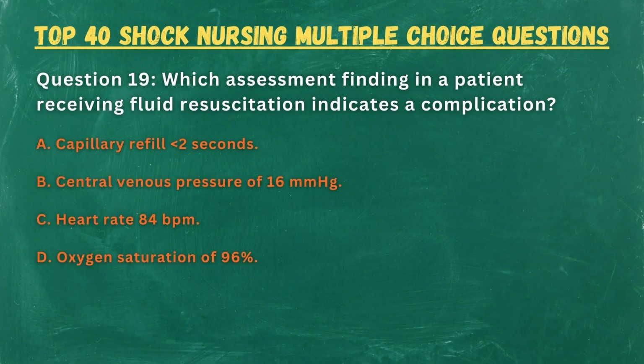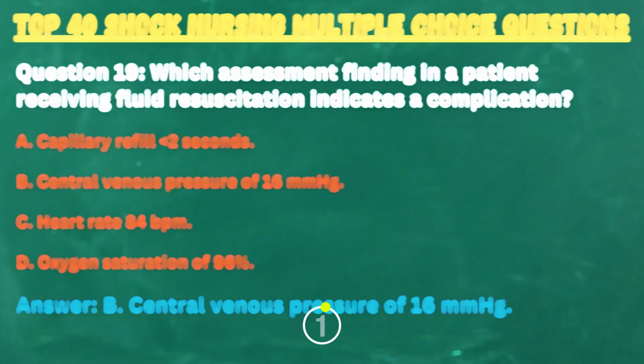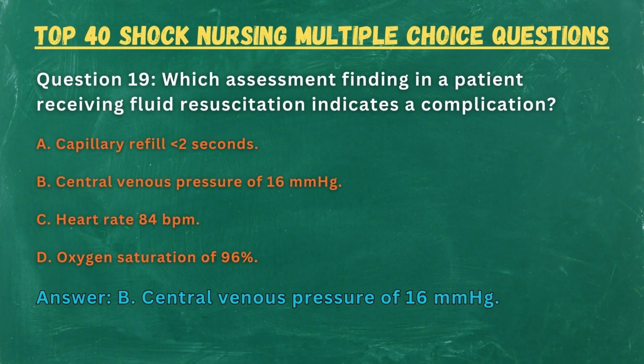Question 19. Which assessment finding in a patient receiving fluid resuscitation indicates a complication? A. Capillary refill less than 2 seconds. B. Central venous pressure of 16 millimeters of mercury. C. Heart rate 84 beats per minute. D. Oxygen saturation of 96%. Answer: B. Central venous pressure of 16 millimeters of mercury.